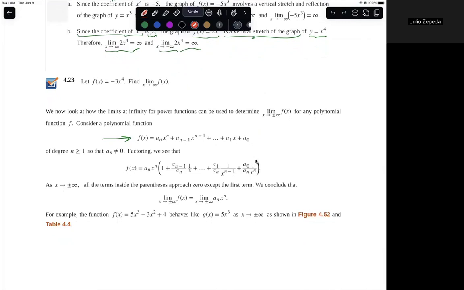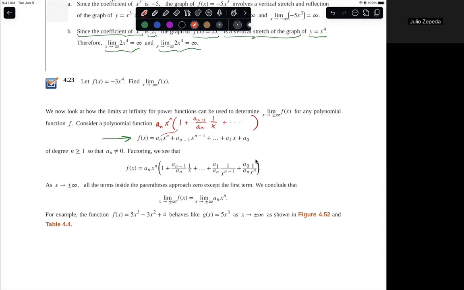Yeah, they factor out a sub n, x to the n from this. If we factor that out from the first term, we get 1 plus a sub n minus 1 over a sub n times 1 over x. And we could factor out this leading term. What this would show us is actually that most of these terms are not going to matter when we take a limit as x approaches infinity.